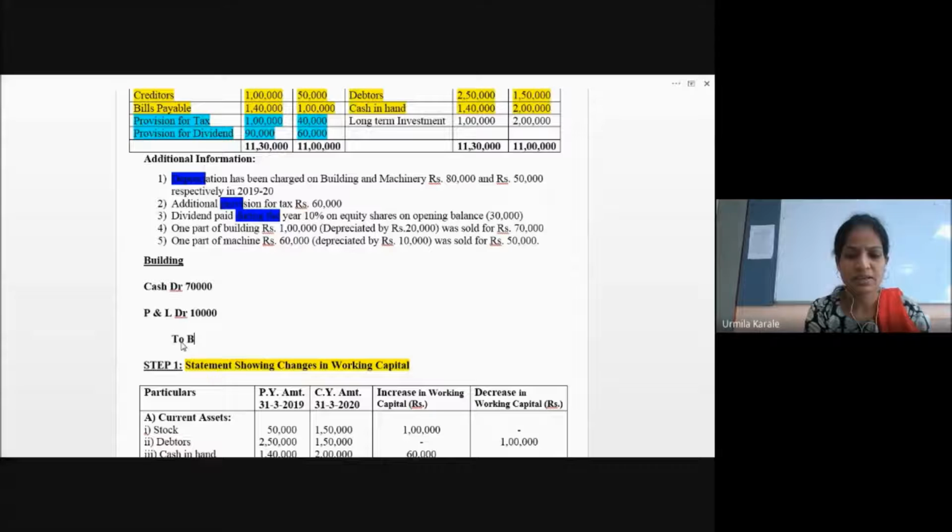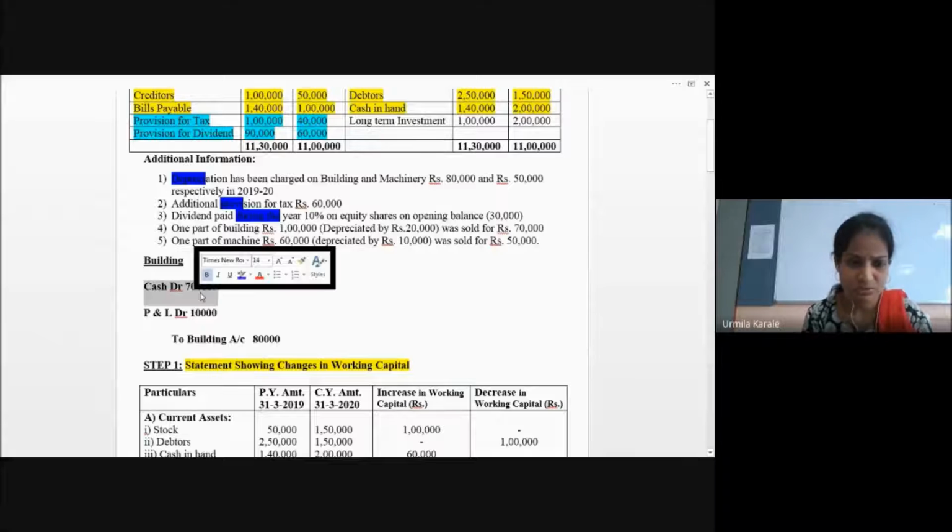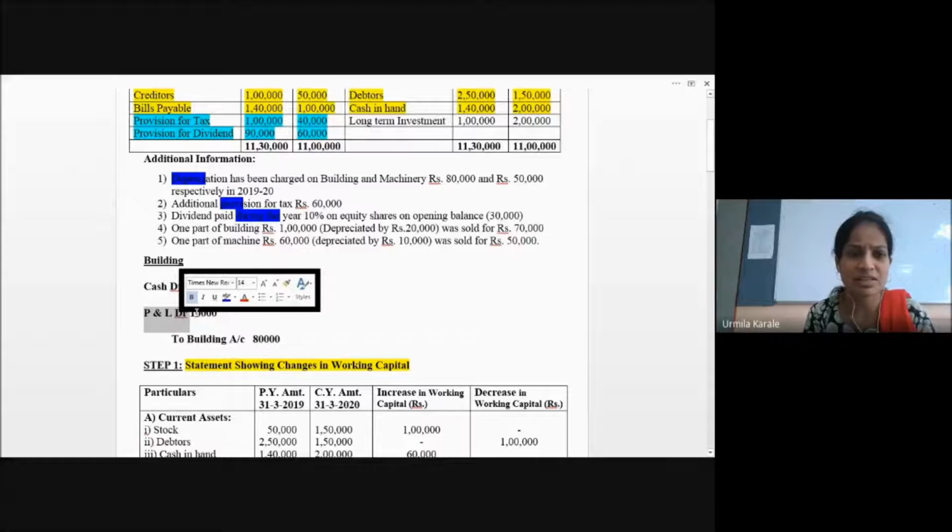Two, your building account. Building is getting credited; building is going out. So you can easily understand: cash comes in 70,000, profit and loss 10,000 is the loss which will be charged to the debit side of the profit and loss account, and the building value is going to reduce. So the building account will get credited by 80,000. Only this we have to show in the account now. Cash account will get debited, but we do not have a cash account, so we will not be writing this. We have the profit and loss account. In the profit and loss account debit side we'll write this. What is this?